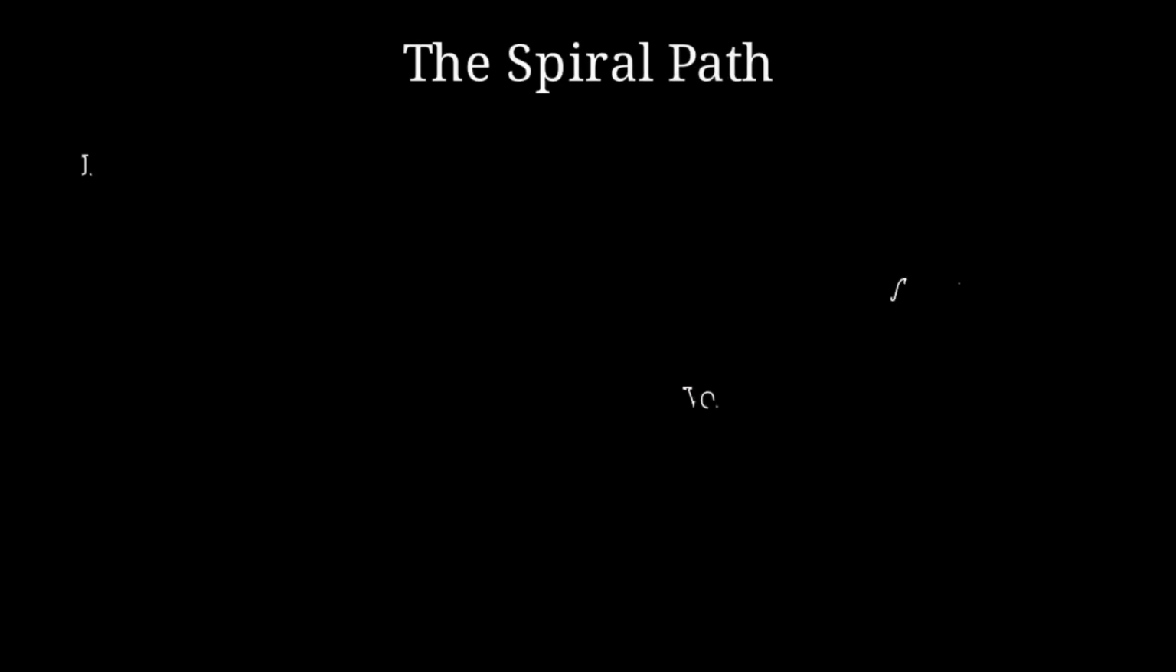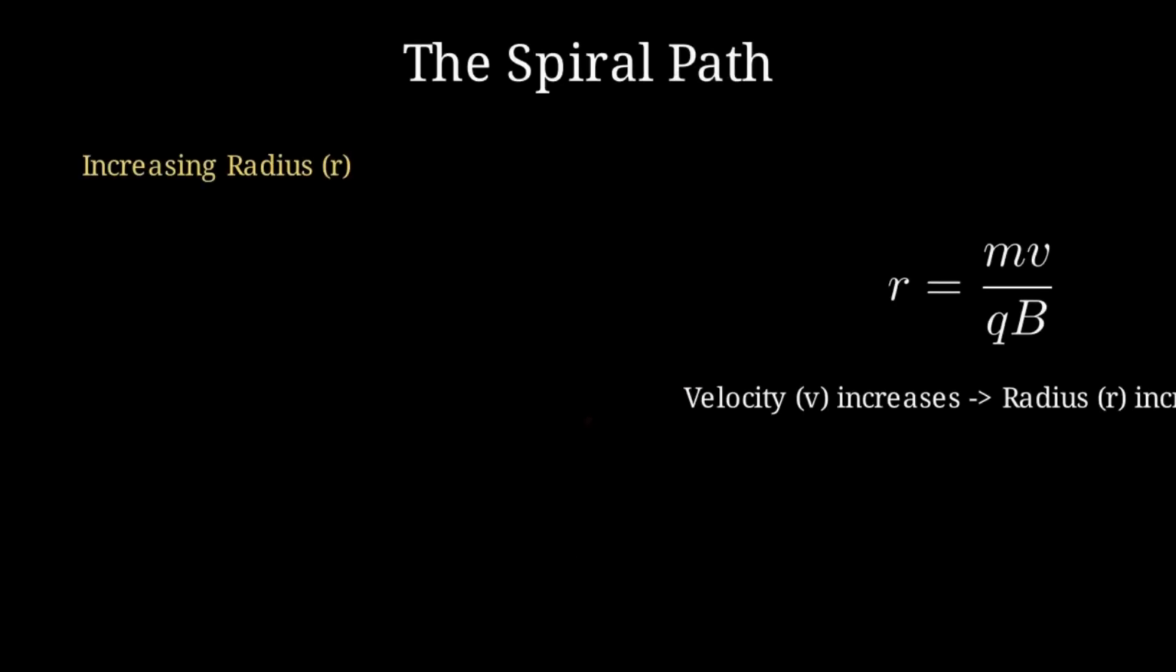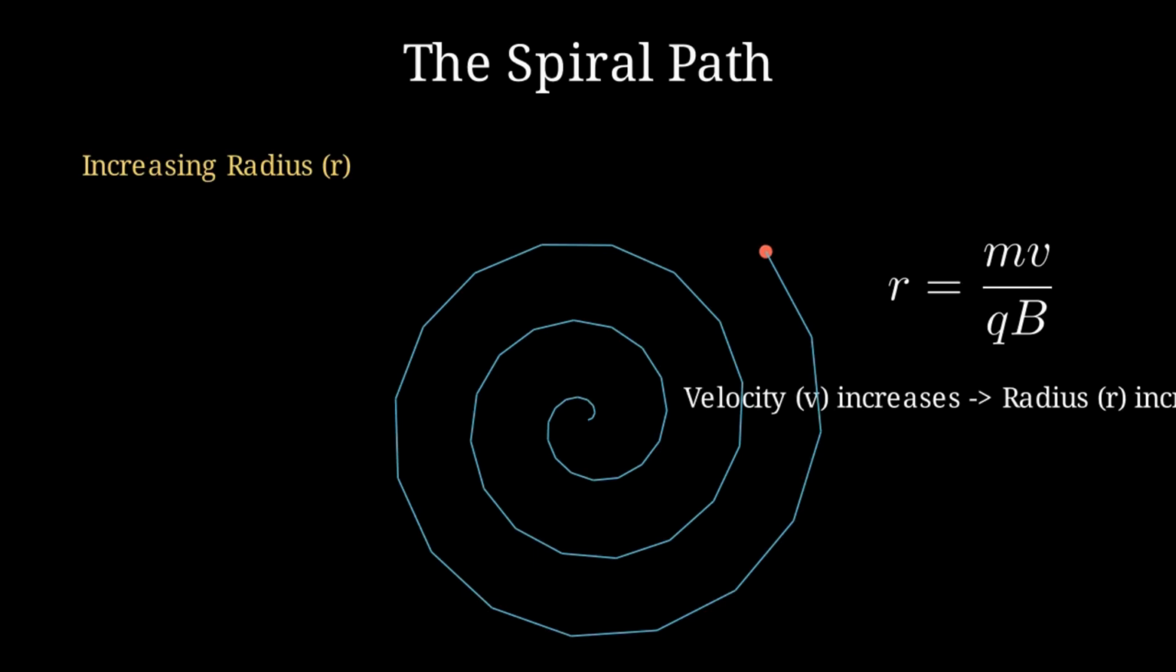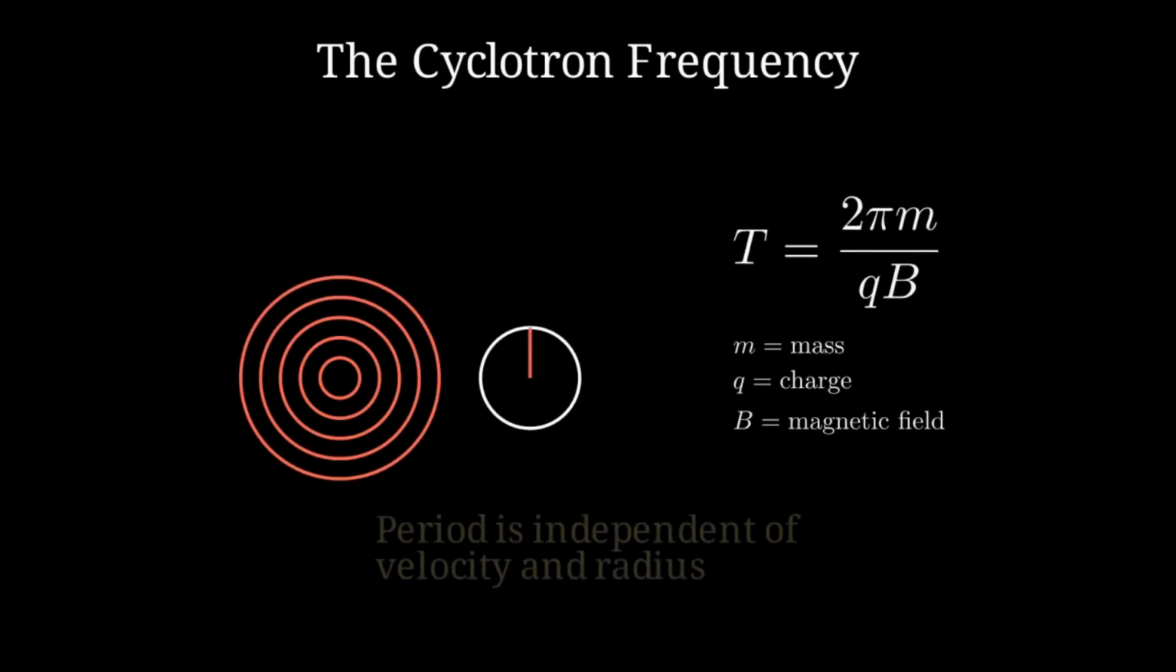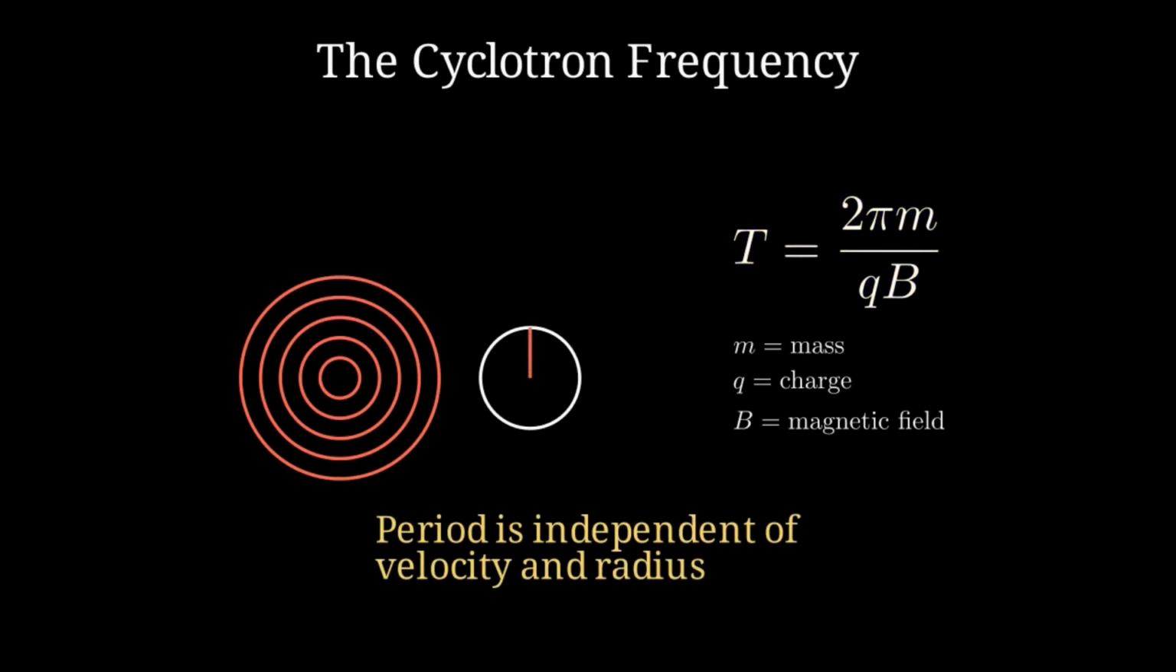As the particle gains speed from the electric field, its orbital radius increases. This results in a characteristic spiral path. Despite the increasing radius, a remarkable property of the cyclotron is that the time taken for one half-circle remains constant. The frequency of the particle's orbit, known as the cyclotron frequency, depends only on the charge-to-mass ratio and the magnetic field strength. This allows the alternating voltage to stay at a fixed frequency, synchronized with the particle's motion.